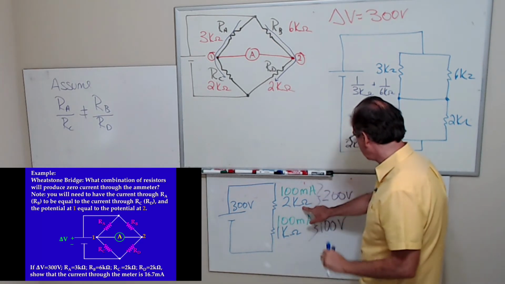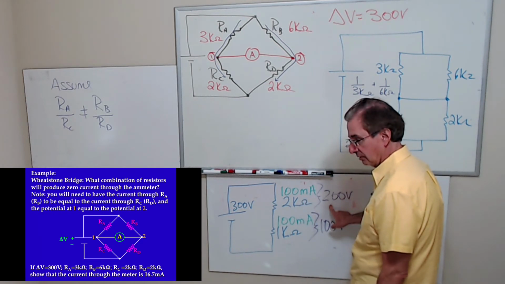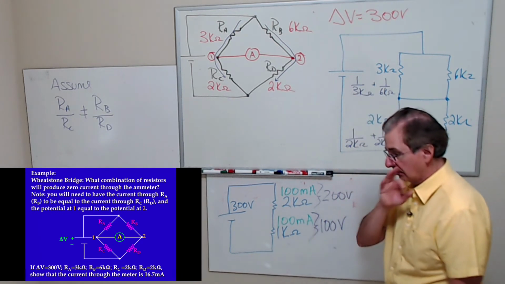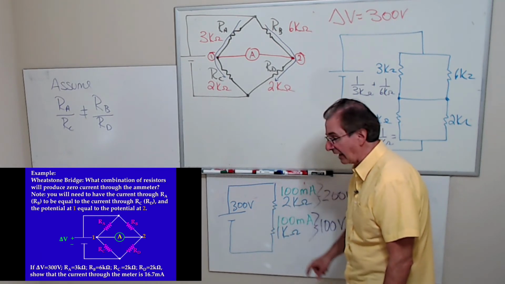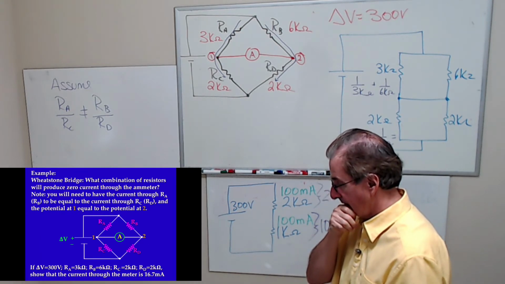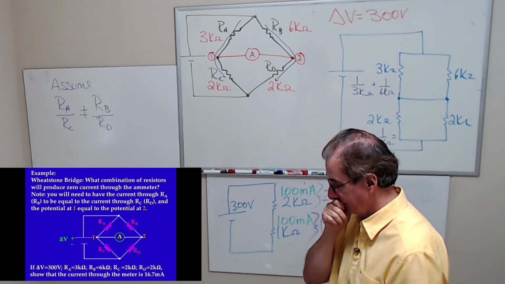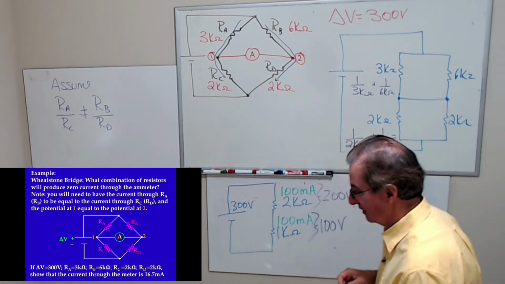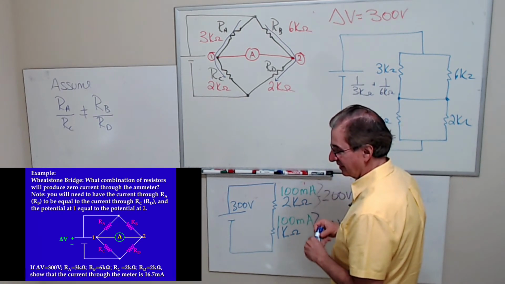So then I have 2,000 times 0.1 is 200. 1,000 times 0.1 is 100. The total current is 0.1 because if I take 300 and divide it by 3,000, I get 0.1. Is that okay?